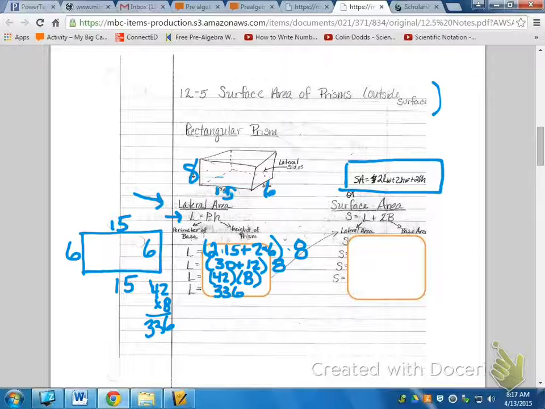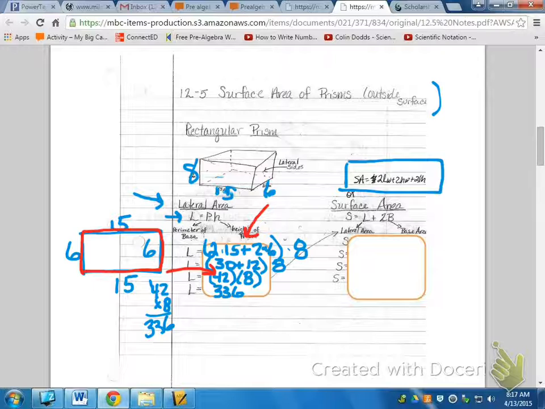So I take the perimeter of that base, the bottom, 2 times 15 plus 2 times 6. That gets me the perimeter all the way around. We're trying to find the perimeter all the way around. There's 2 15s and 2 6s, so that's what we've done right here. The perimeter of the base is 42. The height is 8. So we've got lateral area is 336.